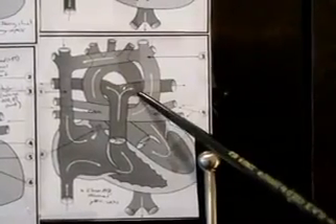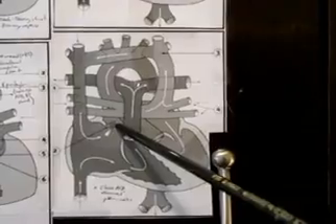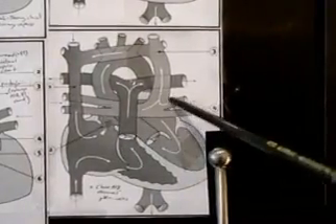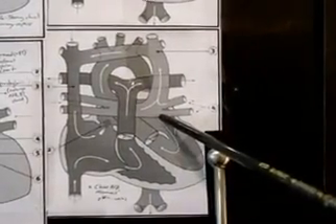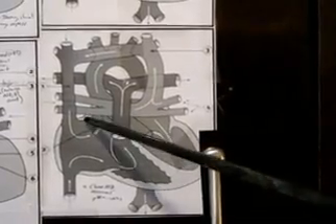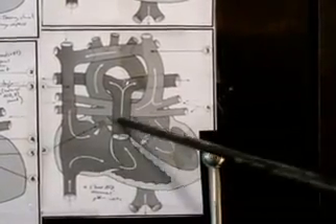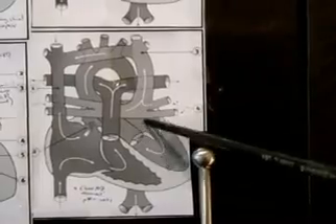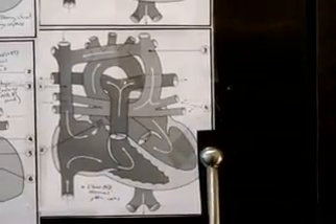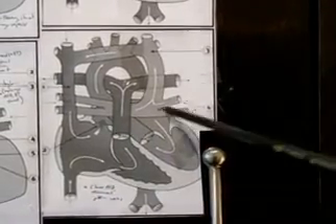So to correct this defect, the surgeon would have to close the ASD and reconnect these pulmonary veins directly into the left atrium. Okay, so it makes sense because by closing the ASD you prevent the right to left shunting, and by connecting these pulmonary veins into the left atrium, you allow oxygenated blood to return only to the left side of the heart.